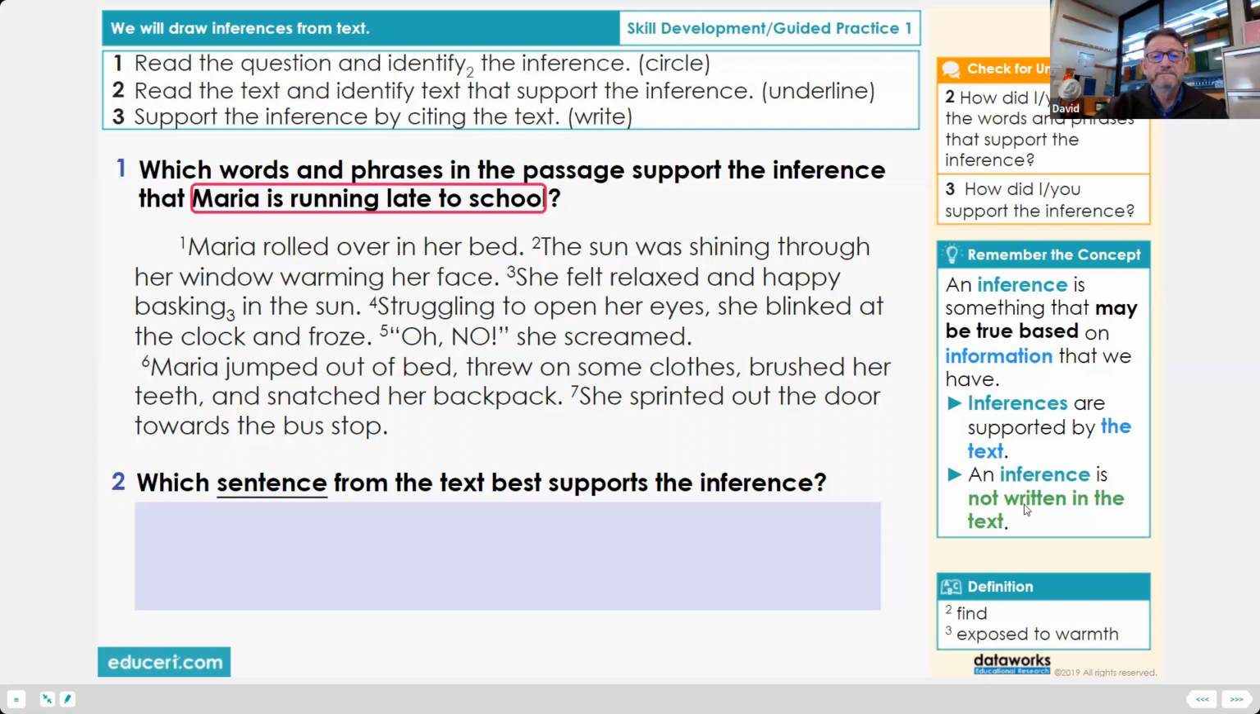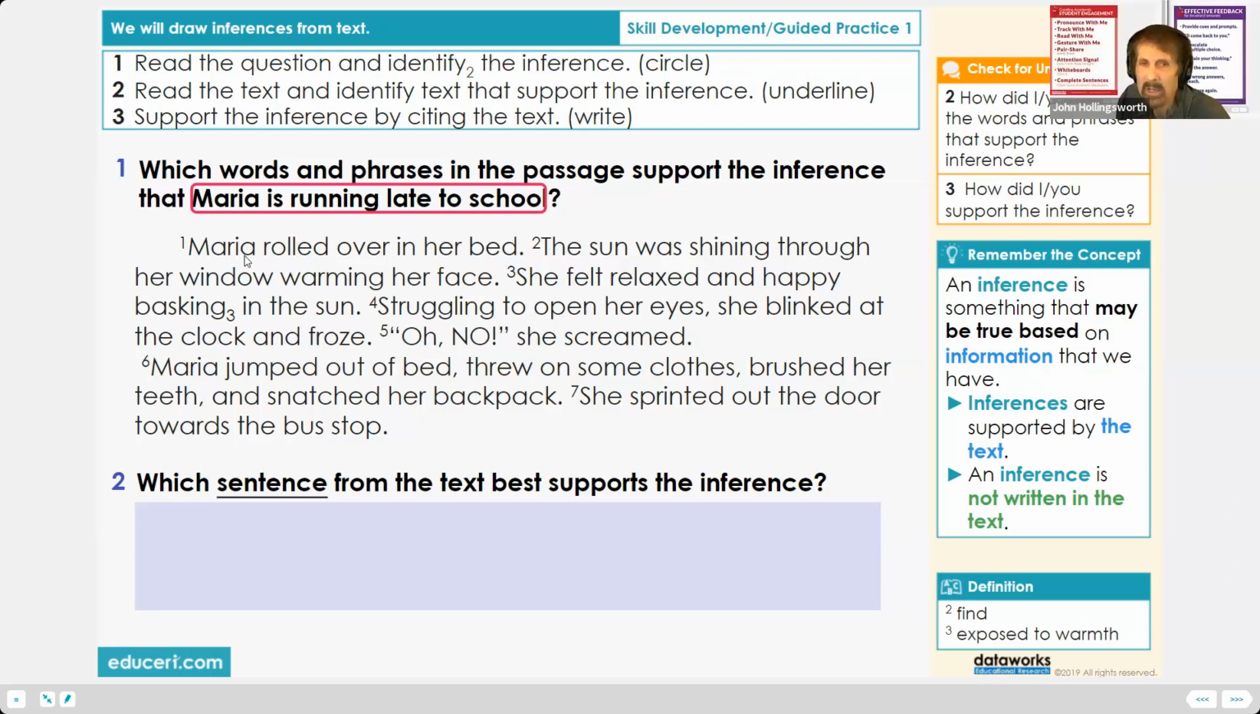Now, we know that is not going to be written in the text. It's not going to say she's running late, but there will be information in the text to give us that idea. So let's read number 2. Read the text and identify the text that supports the inference. Okay, now we're looking for words and phrases that give us the idea she's late for school. They won't actually say she's late for school. Okay, so let's read sentence number 1 together.